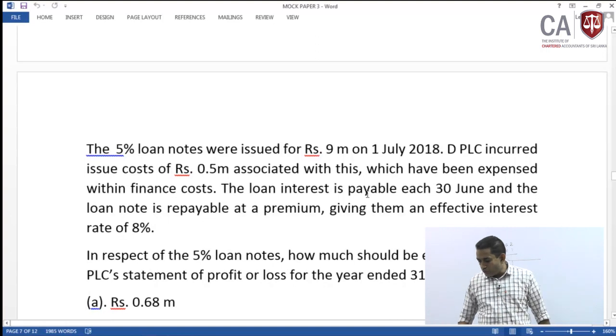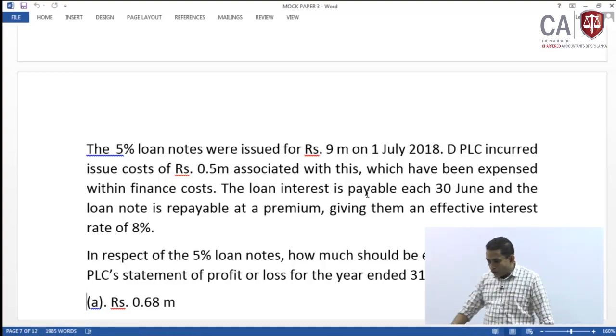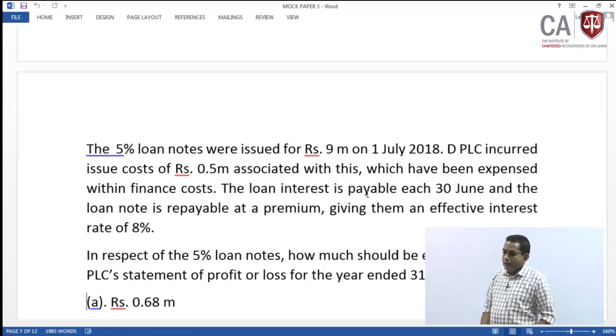The 5% loan notes were issued for 9 million. On 1st July 18, DPLC incurred issue cost of 0.5 million. So this is a financial liability for DPLC. Initial measurement should be 9 million irrespective of the classification. DPLC incurred issue cost. The 0.5 issue cost has to be deducted.